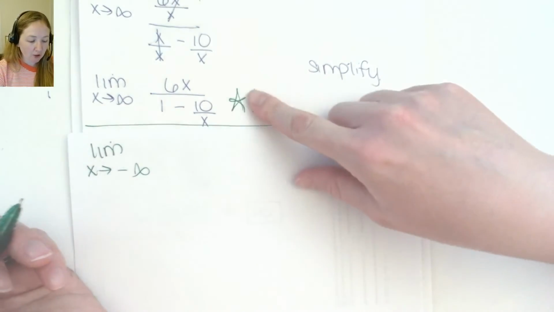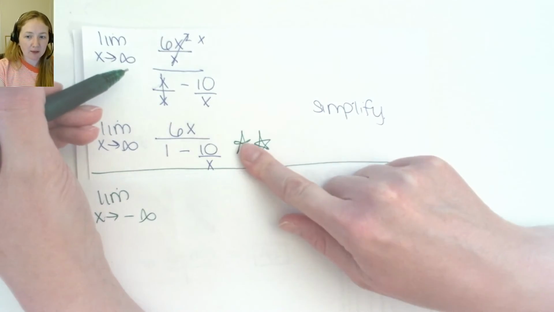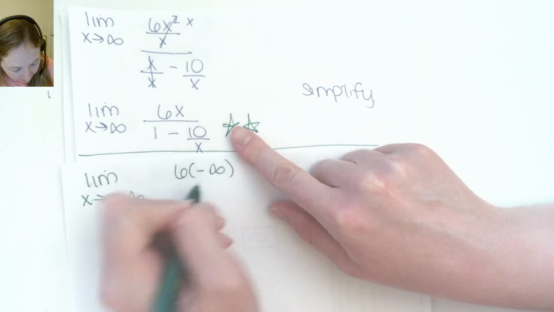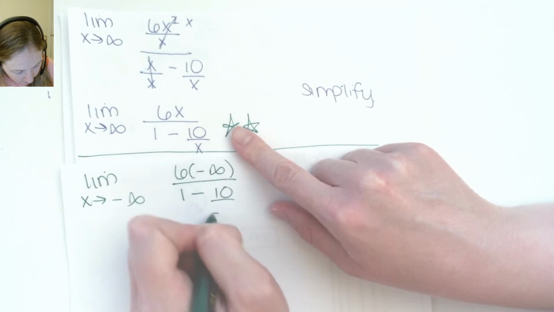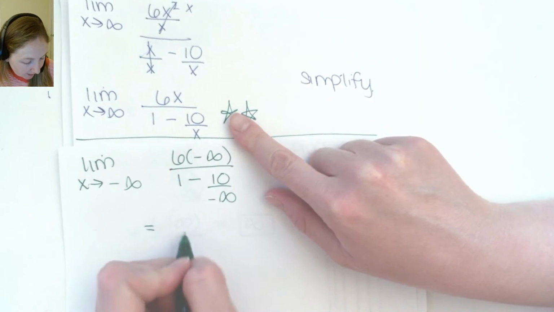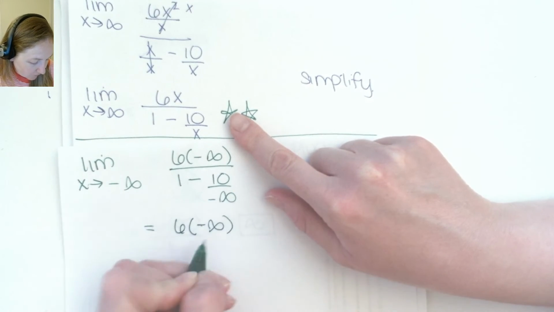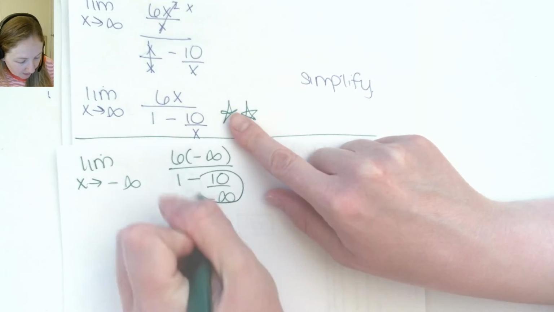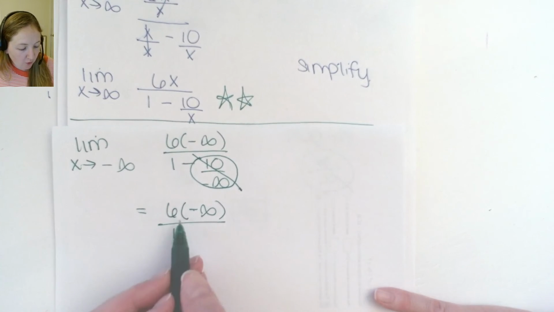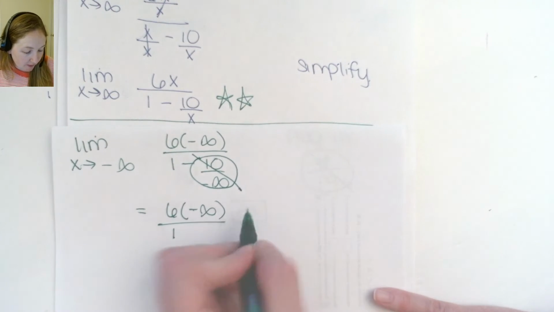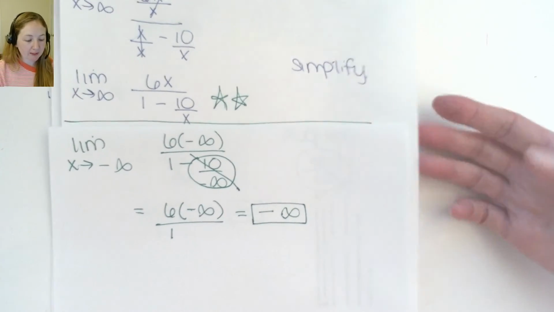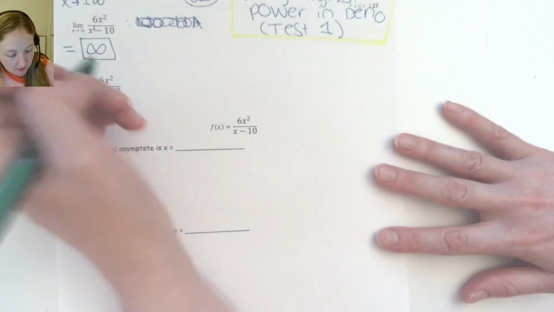So I would star it after I simplify, and say, okay, I simplified, now I'm going to plug in. And so here, if I plug in my negative infinity, because I'm now looking at the limit as x goes to negative infinity, I would have 6 times negative infinity over 1. This 10 over infinity would go to 0. So I would then say 6 times a negative infinity would give us a negative infinity. So that answer would simply be negative infinity.